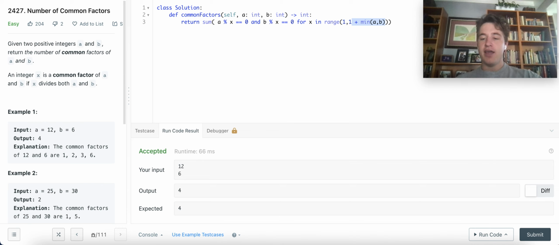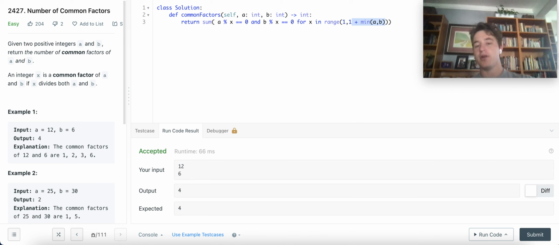If something's a factor of A and it's a factor of B, it's a factor of both of them. So X divides A, X divides B, X divides A and B, A mod X equals 0, B mod X equals 0.